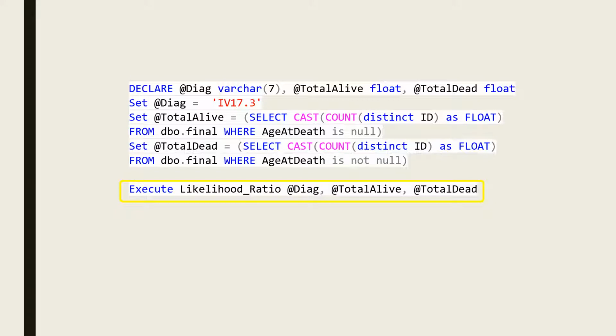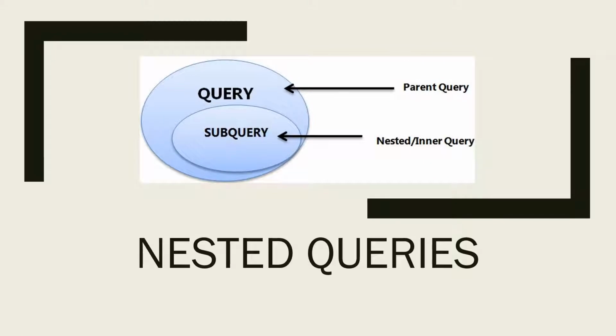This procedure can be called repeatedly with execute to calculate the likelihood ratio of different diagnosis codes. This provides an important advantage to coding as it allows portions of the code to be reused. In SQL, it is possible to write a query that contains another query. This type of coding is referred to as a nested query.